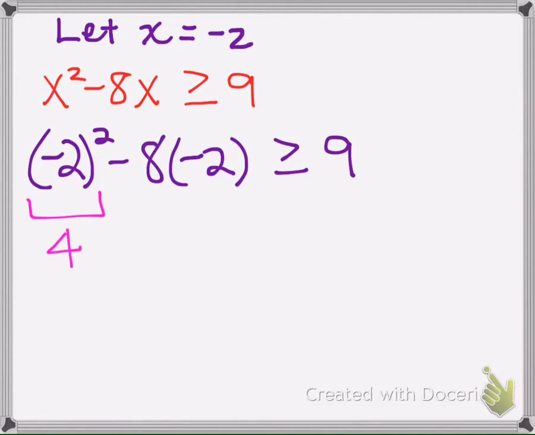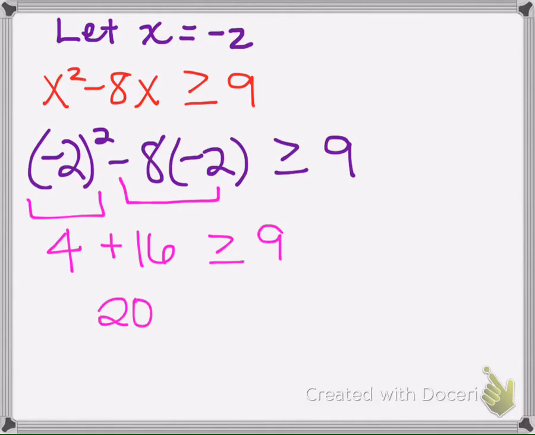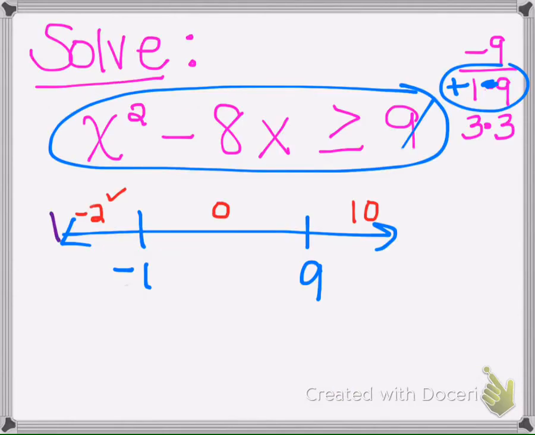So we would have 4, and then we would multiply, that makes 16, and we would get 20. And it works because 20 is greater. Think of the mouth needs to go to the bigger number, which if this is the mouth, it eats the bigger number. So yes. So that means that we will shade over here.